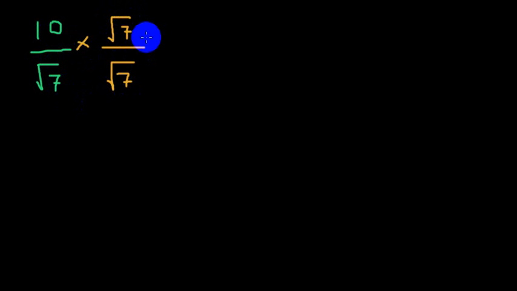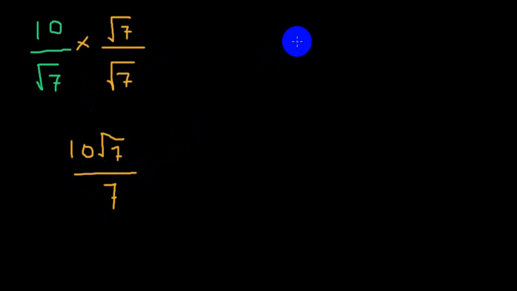Now 10 times square root of 7 is 10 times square root of 7, over square root of 7 times square root of 7, which is actually 7, because square root of 7 times square root of 7 is square root of 7 squared. So you can cancel the square with the square root and we get 7. So this is our answer. We can't simplify it further. That's how you rationalize surds.